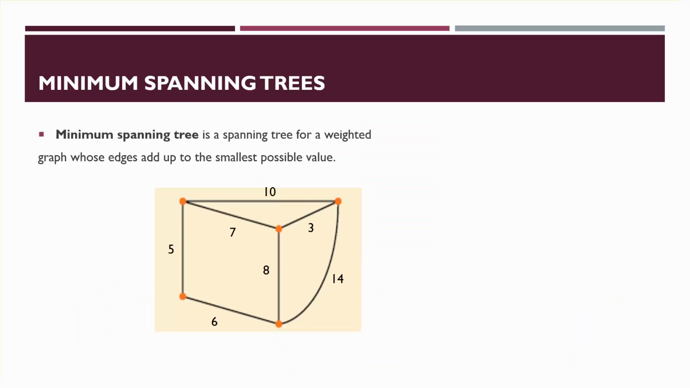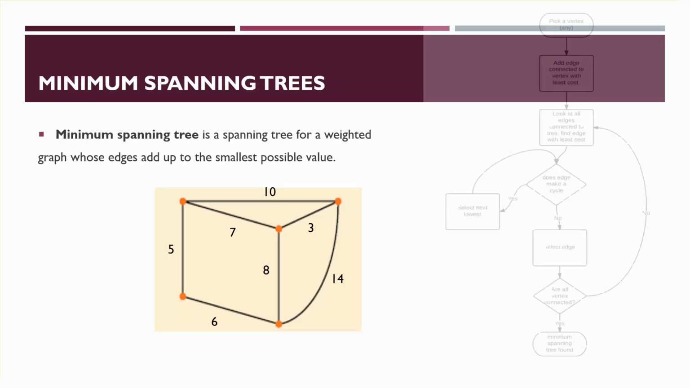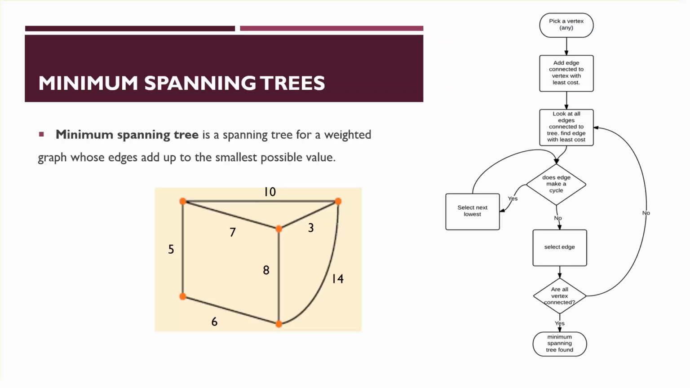Now, minimum spanning trees are different. Minimum spanning trees are very specific because you need to take into account the numbers that are on each edge. We are interested in the smallest numbers. So a minimum spanning tree is a spanning tree for a weighted graph whose edges add up to the smallest possible result. Now, there's actually a process that you can follow.